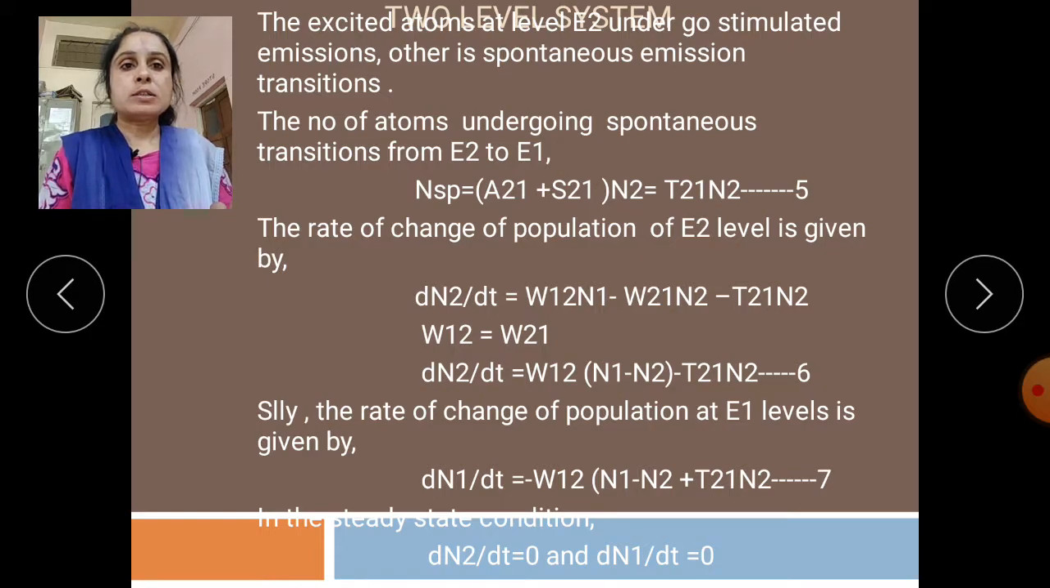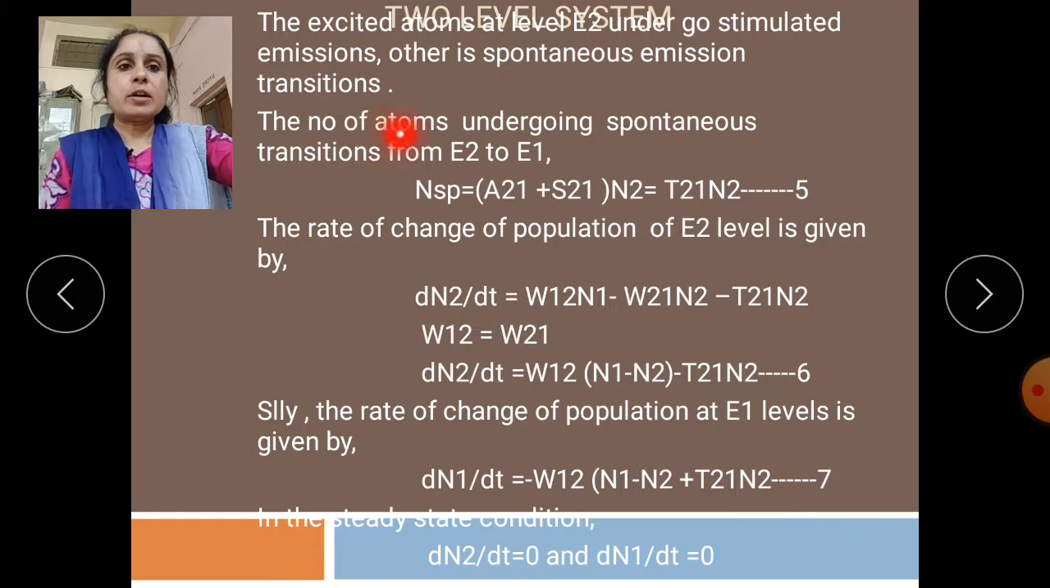In this 2 level system we can see how atoms in the excited state undergo stimulated emission. The excited state atoms of level E2 undergo stimulated emission, and spontaneous emission transitions also take place. The atoms go from the excited state to the ground state, and accordingly spontaneous emission transitions take place.